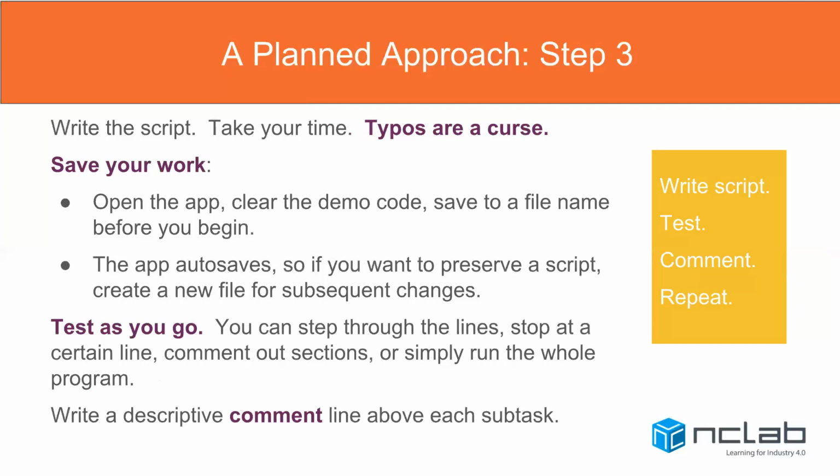And then do yourself a favor, write a little descriptive comment line above each subtask. It makes it so much easier to go back to part of the program later if you need to fix it. And of course, this is a very repetitive cycle. Write script, test, comment, and repeat.